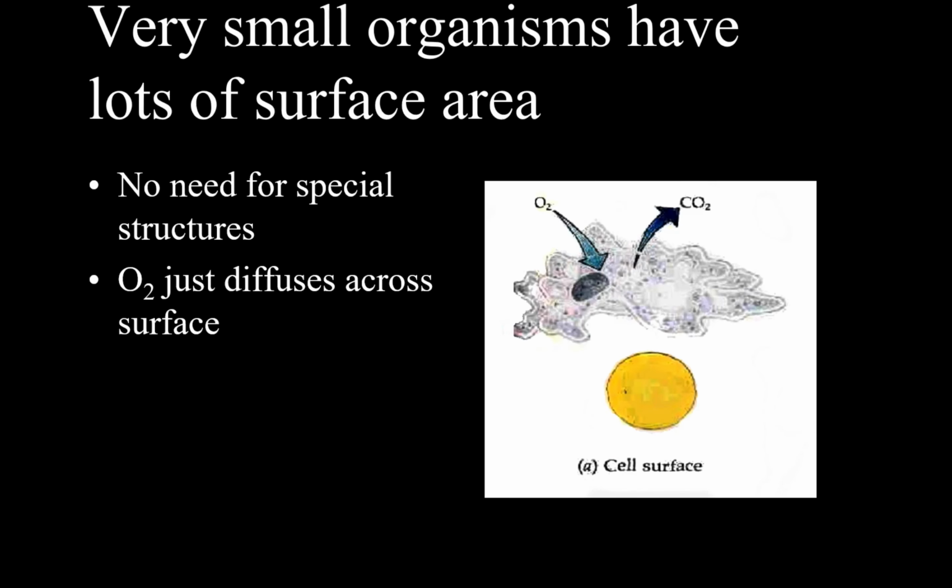Single-celled organisms don't have any specialized respiratory structures. The respiratory structure is literally just the cell membrane. And that's because they're microscopic, so they've got a massive surface to volume ratio. They don't need to worry about adding extra surface area.